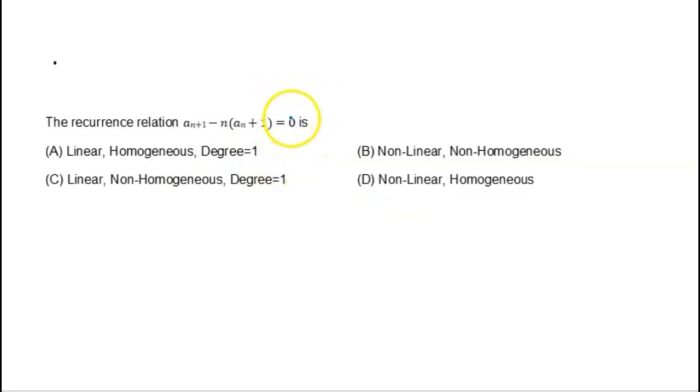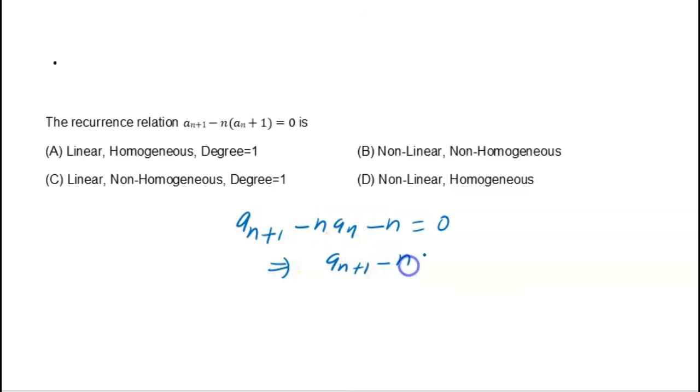On the right hand side you see we have a 0, right? So what should it be? Is it homogeneous or non-homogeneous? Some of you will be prompted to answer homogeneous, but don't make that mistake. We can rewrite it as a(n+1) - n a(n) - n = 0. So you see it is nothing but a(n+1) - n a(n) = n. Now you can clearly see that this is not homogeneous, this is non-homogeneous. So option A and option D are cancelled.